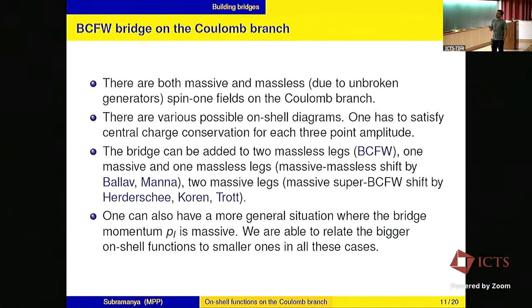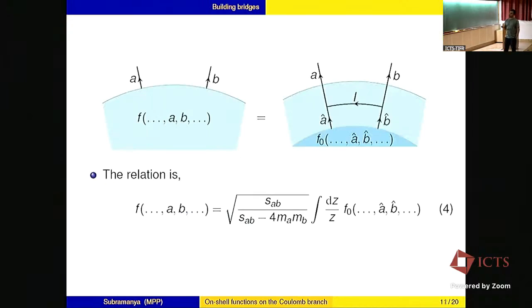Now, what we did is to construct a BCFW bridge formulation for the BCFW shift by Hegde and Trott, and we slightly extended it also. And it goes in the following manner. So we have an on-shell function, and we consider a bridge which takes it to a lower on-shell function.